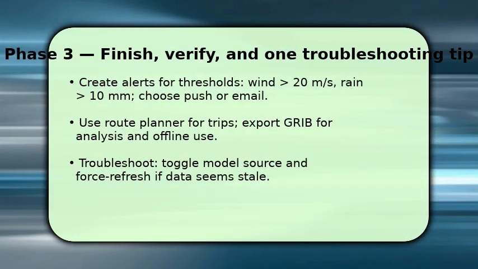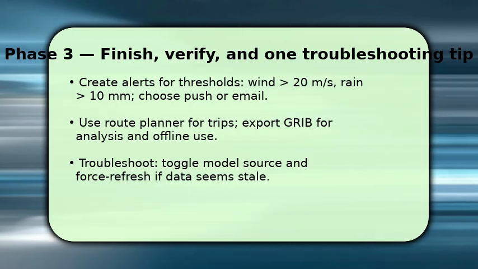Finish by setting alerts for critical thresholds, wind above 20 m/s or rain over 10 mm, and choose push or email so you don't miss changes.